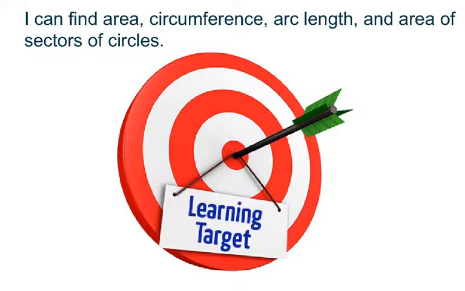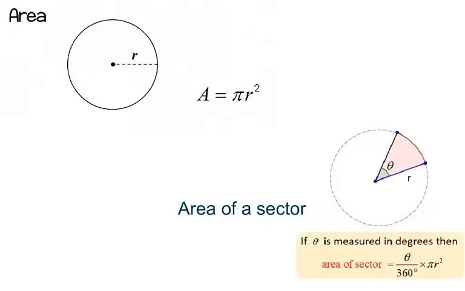Okay, so this lesson is I can find the area, circumference, the arc length, and the area of sectors of circles. So two of these should be familiar to you, the area and the circumference. And then the last two may be a little new, but they're derivative of those other two formulas. So let's go over these real quick.